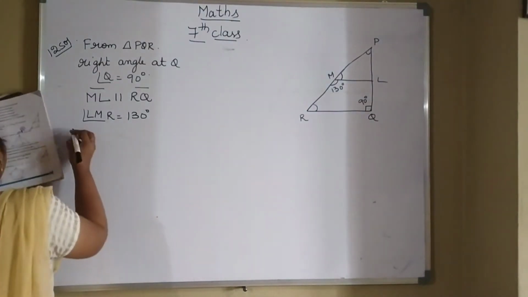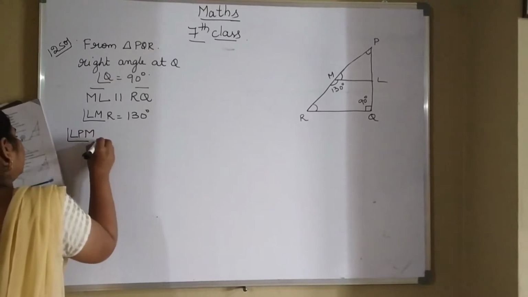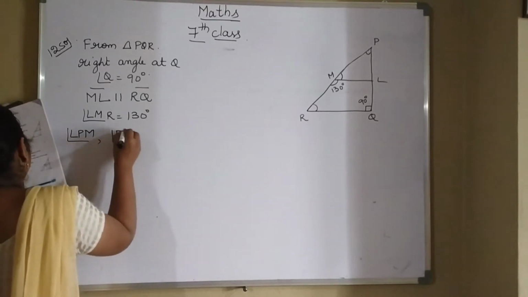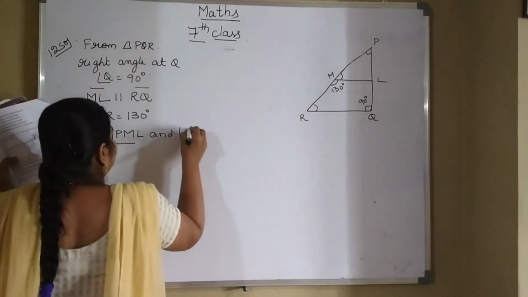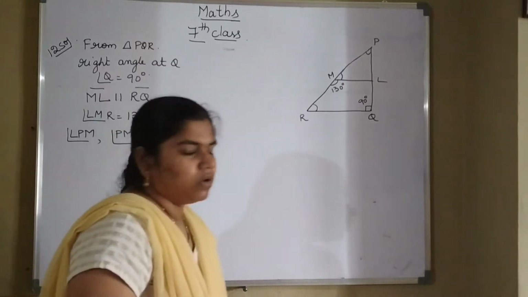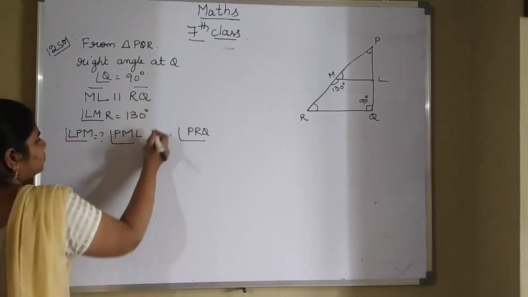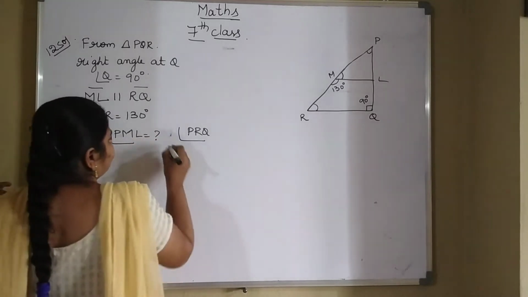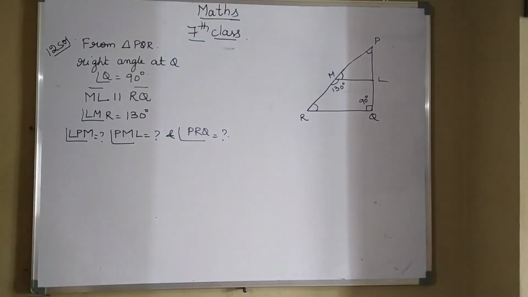Now what we have to find? We have to find the value of LPM, comma, PML and angle PRQ. So these angles we have to find. Okay, so what we have to find? This angle we have to find. This angle we have to find. And this angle also we have to find. So how to find this, we will see.